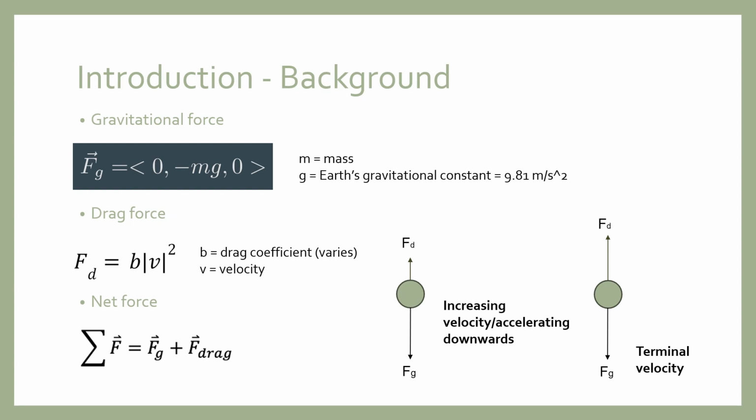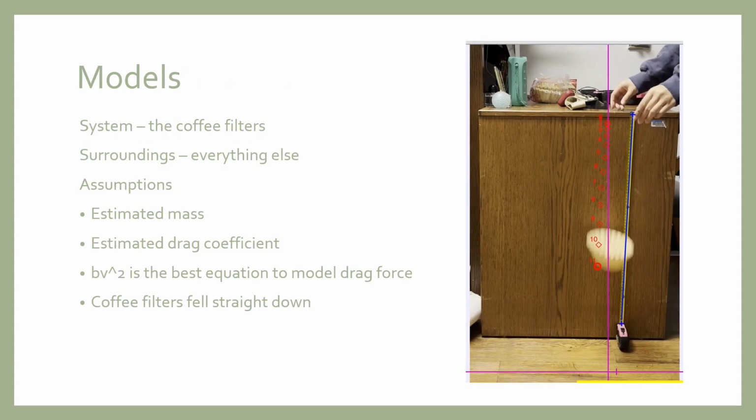In the experiment, the system was the coffee filters and the surroundings were everything else. I chose the Tracker model so that the origin was centered at the ground, resulting in the coffee filters being dropped from a positive initial height. I chose the model so up was positive and down was negative because it was the most intuitive for me.